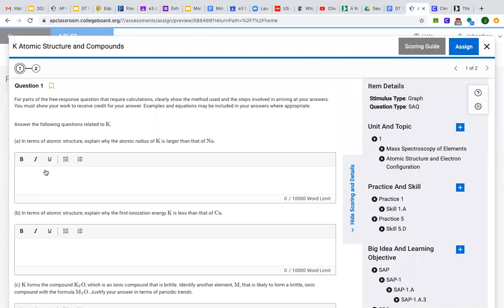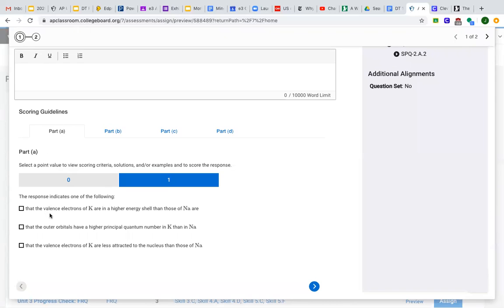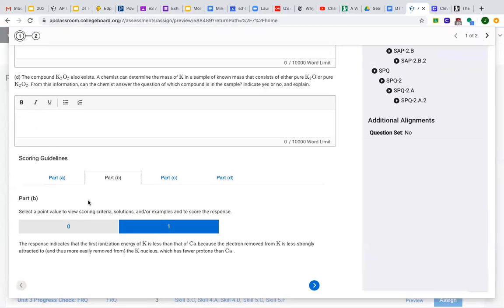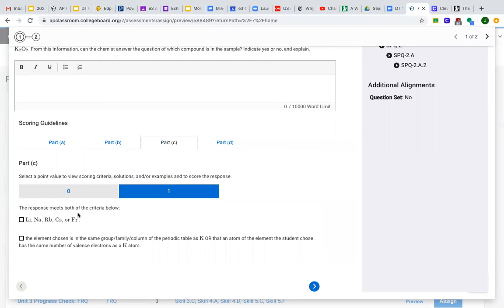Let's look at the responses for part 1 and see what they would want you to say. So part A indicates one of the following to get a point. We talked about that. Part B, because an electron is removed, it is less strongly attracted, fewer protons than calcium. So you've got to say something about fewer protons or a smaller effective nuclear charge. I think that would be okay. The response meets both of the criteria below. One of them, and then you talk about that it's in the same family. That's exactly what we said.